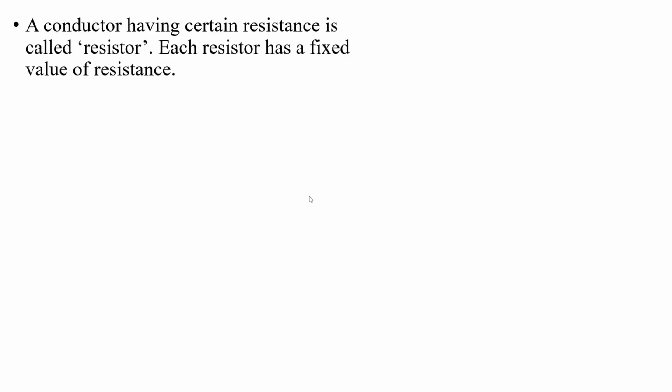A resistor is a conductor having certain resistance. Each resistor has a fixed value of resistance. Keep in mind that nearly every electronic device, whether it is a bulb, a laptop, a mobile phone, or a fan, has resistors inside it. In the laboratory we have separate resistors in order to do different sorts of experiments. The symbol used for the resistor is this.